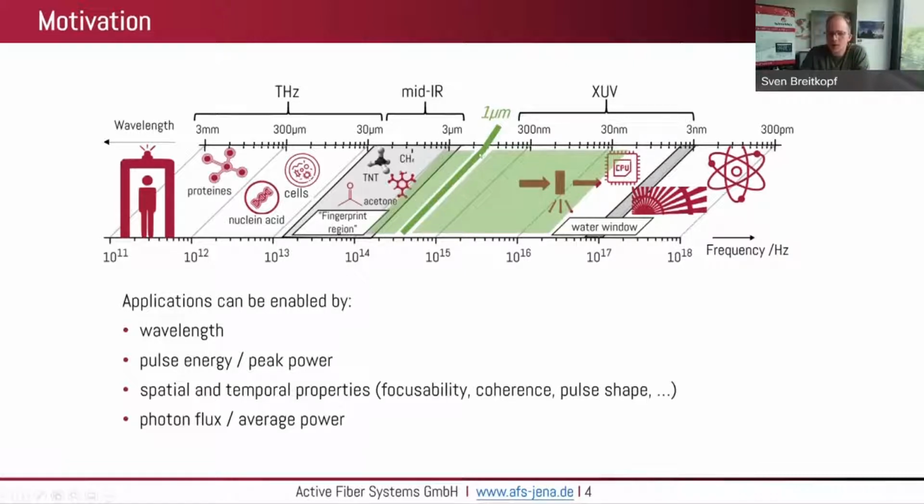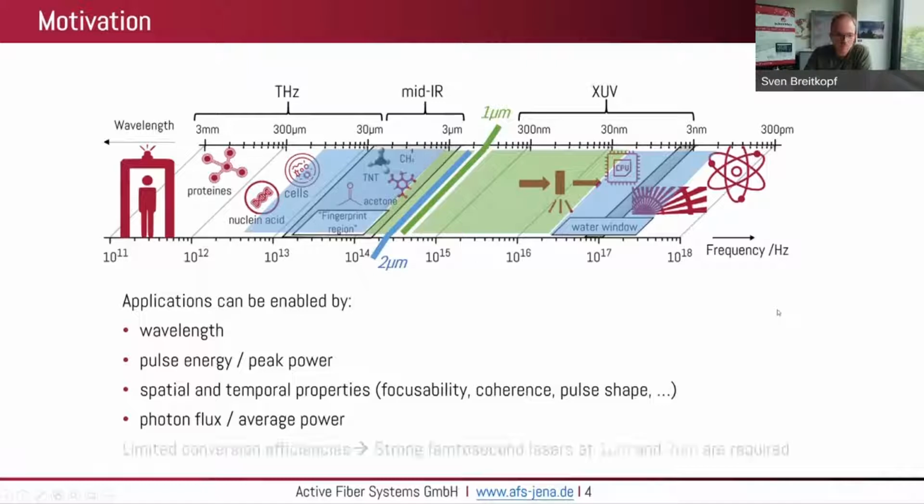Thus, what you do is you start at a certain wavelength, and typically 1 micrometer is a good choice because there are high power lasers available there. And then you can use conversion mechanisms to go towards the XUV or towards the mid-IR. Or you could alternatively start at 2 micrometers, because this is also a wavelength range where you can build very high power laser systems directly. And this enables the coverage of further parts of the electromagnetic spectrum. Since you have limited conversion efficiencies, you need strong femtosecond lasers at 1 micrometer or 2 micrometers to have a good starting point, right?